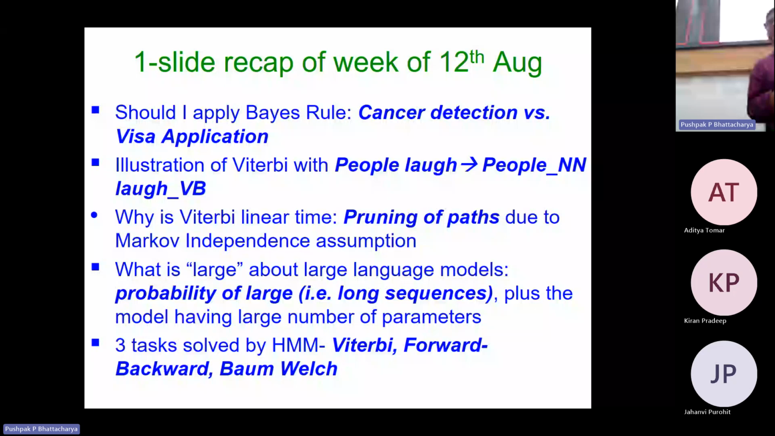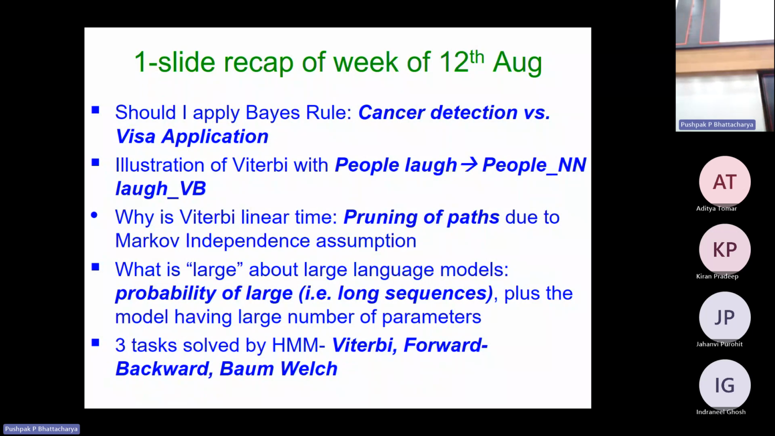Then the next point we took up is what is large about large language models. Why are large language models called large? They are called large because the probability of large sequences, which is actually long sequences, is considered, and that is the main idea behind large language models. So we take a very long sequence and compute the probability. This probability is used for decision making, and this is at the heart of large language models.